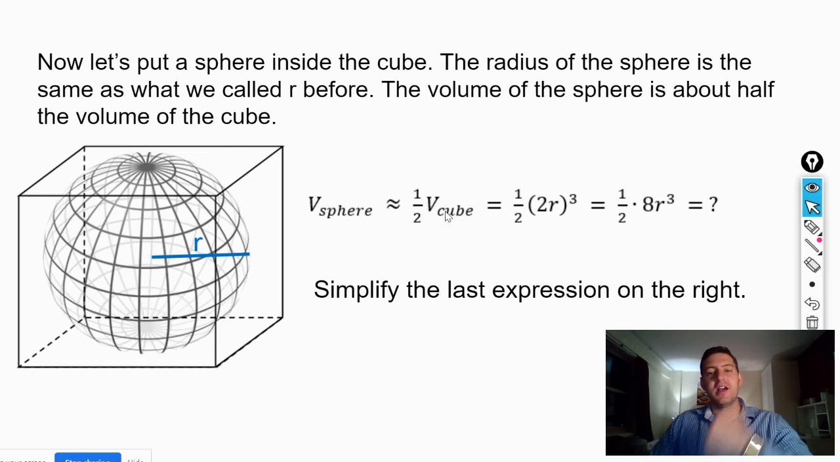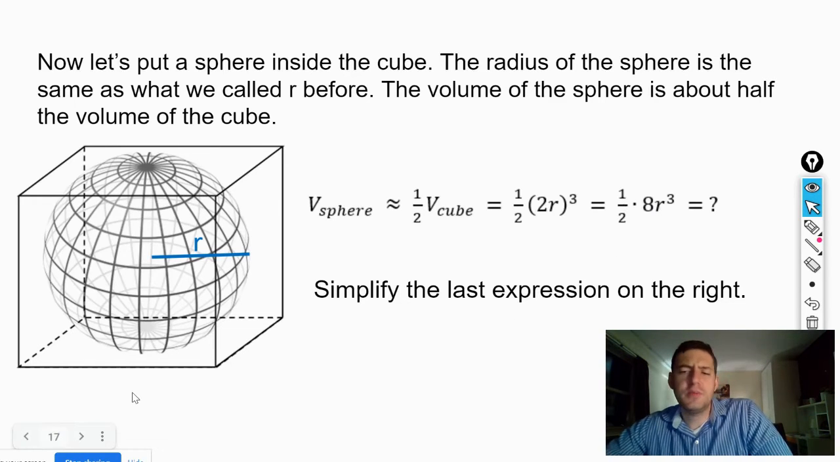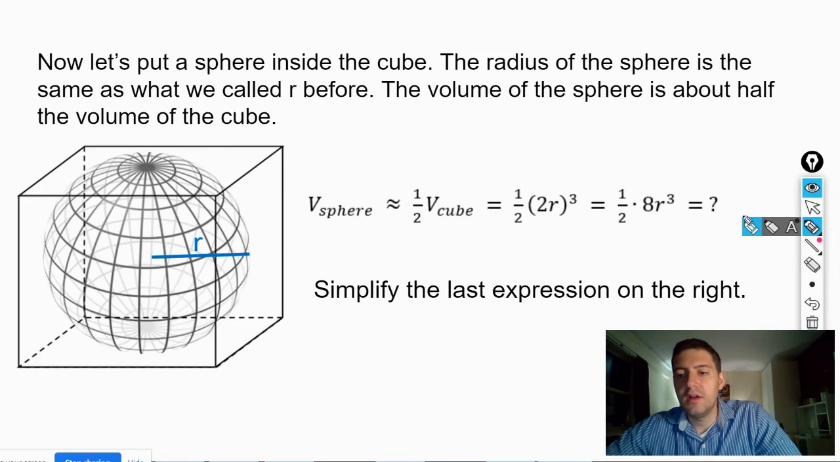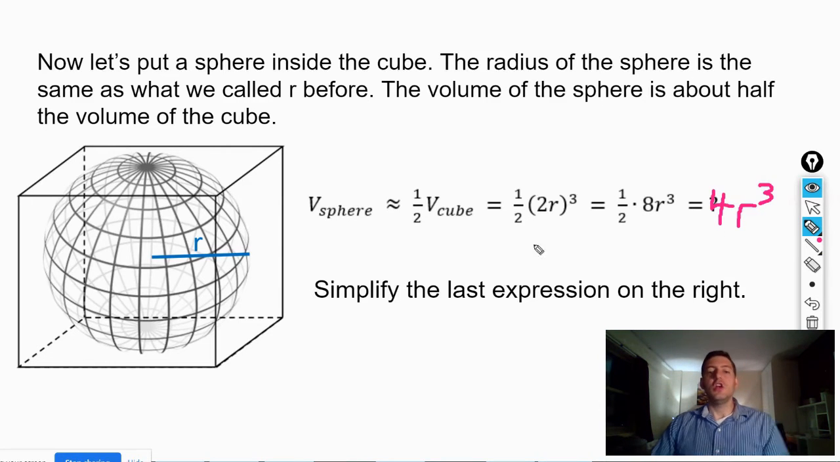But we learned on the last slide that the volume of the cube is 2r to the third power, or 8r cubed. All right? So let's go ahead and simplify what 1/2 times 8r cubed is, which is pretty easy. 1/2 times 8, which is like 8 divided by 2, is just 4. So this is equal to 4r cubed. All right? So we just learned that the volume of a sphere with a radius of r is approximately equal to 4 times the radius cubed.